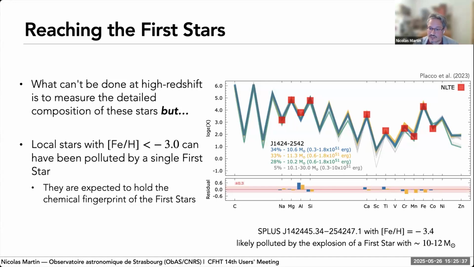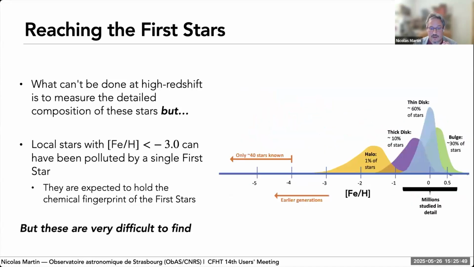So if we're able to build a large sample of those stars, then we can hope to really understand better how the first stars formed, what elements they produce, and this is very much at the basis of everything that comes later. Now, the one drawback is that these stars are incredibly difficult to find.